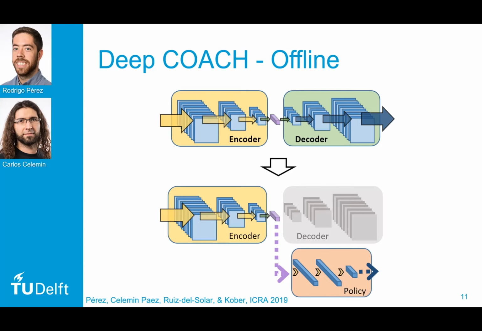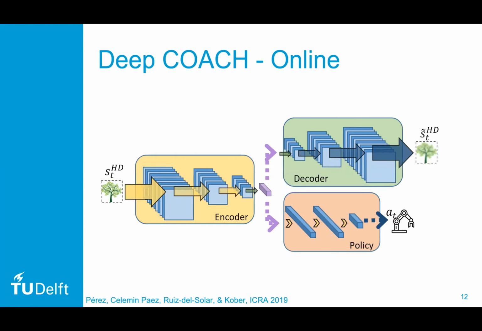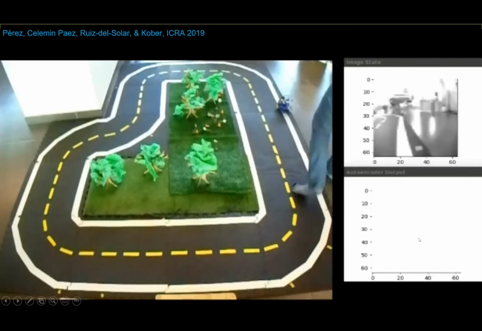But then we thought, okay, can we do it at the same time? That's exactly what you see here. Now we're learning both the policy and the reconstruction simultaneously. So here there's an auxiliary task to reconstruct the input image. And what we're really interested in is learning the policy. So it looks something like this.